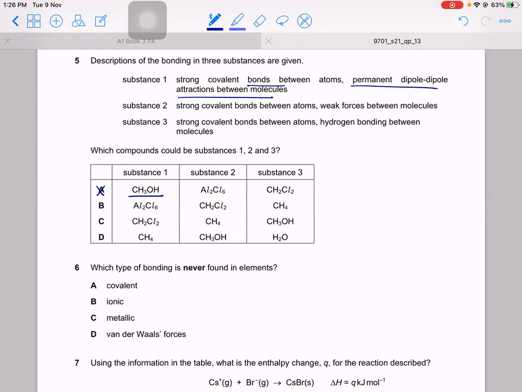Al2Cl6. In Al2Cl6, the molecule is non-polar. If the molecule is non-polar, which type of forces will they have? Temporary dipole, induced dipole. Can't be B.